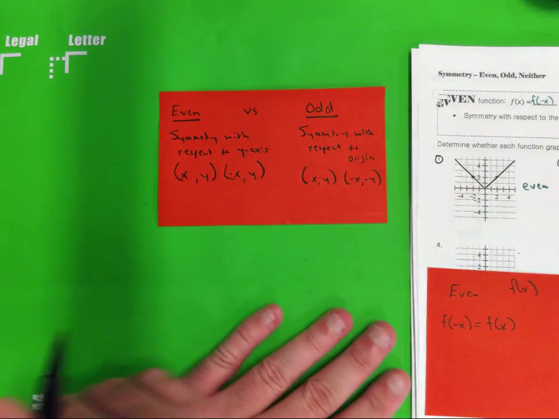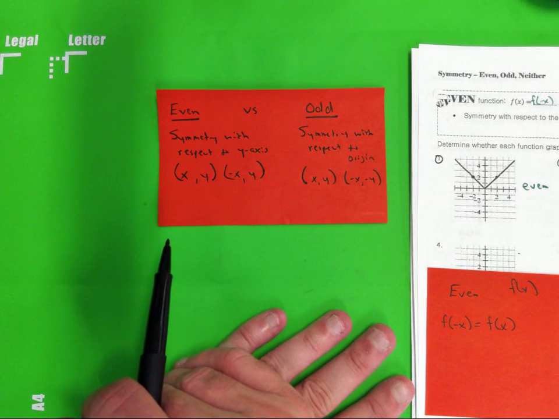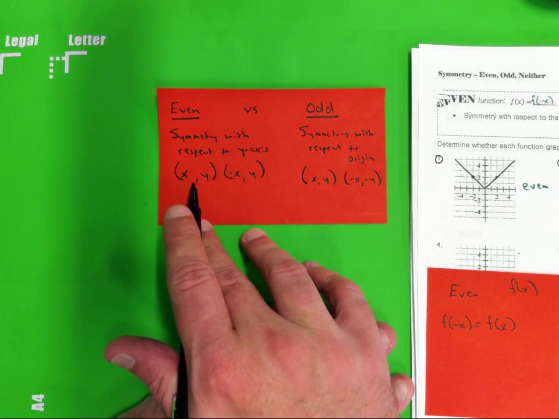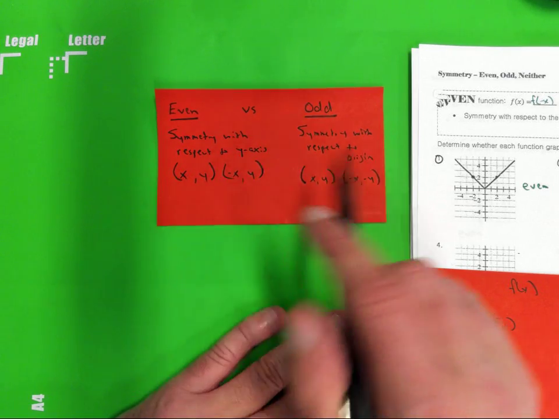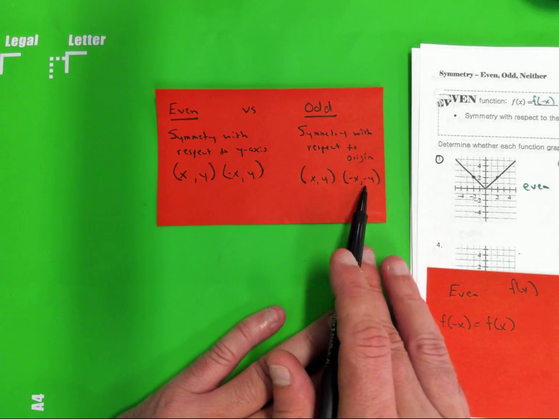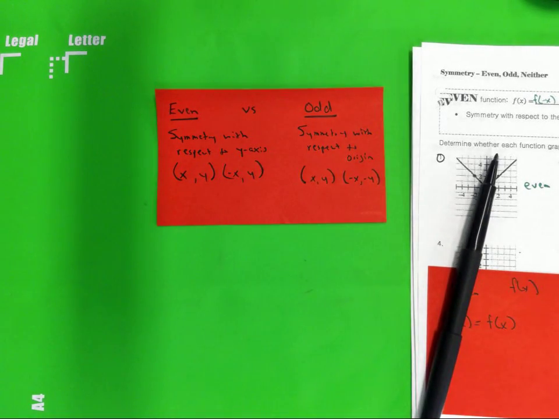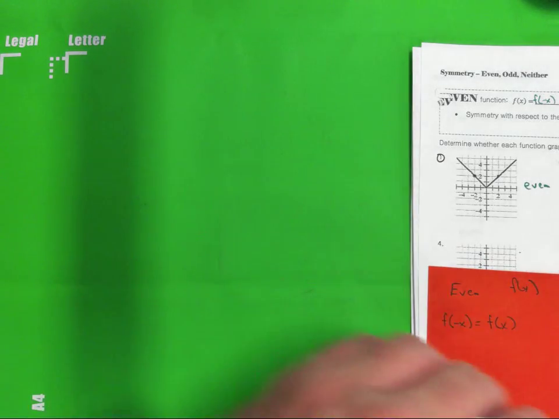Now, even versus odd. Even has symmetry with respect to the y-axis. If I asked you to prove it graphically, you could pull a point out and then show me a point that has the same y-coordinate but opposite x. Do you see that? Okay. Odd has symmetry with respect to the origin. Pull a point and it has to have opposite points. Now, in even, it has to be in the what quadrants? 1 and 2 or 3 and 4. Okay. In odd, it has to be in 1 and 3 or 2 and 4. Okay.